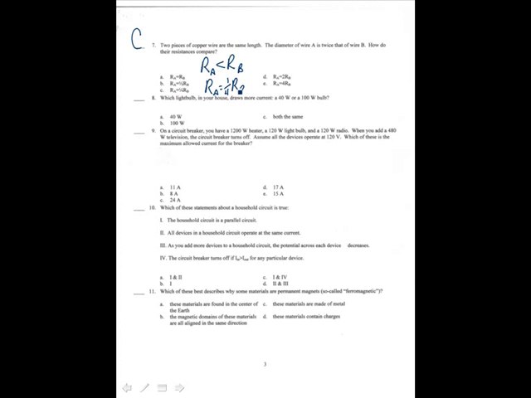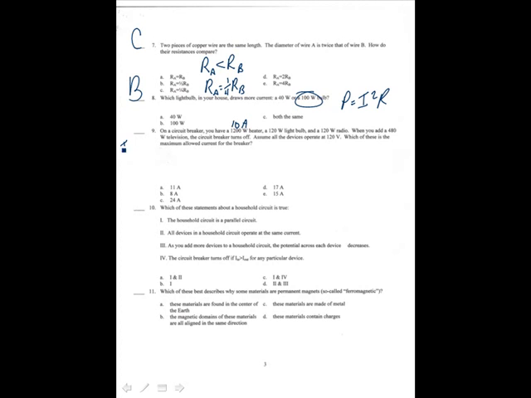Which light bulb in your house draws more current? P is equal to I squared R. And so the higher power has the higher current. That's B. In a circuit breaker, you have a 1200 watt heater. You have all these devices. When you add a television, the circuit breaker turns off. They all operate at 120 volts, which is the maximum allowed current for the breaker. Alright, this draws 10 amps.